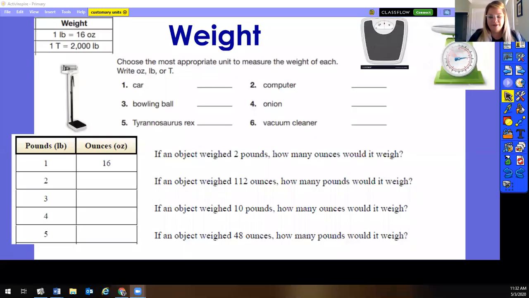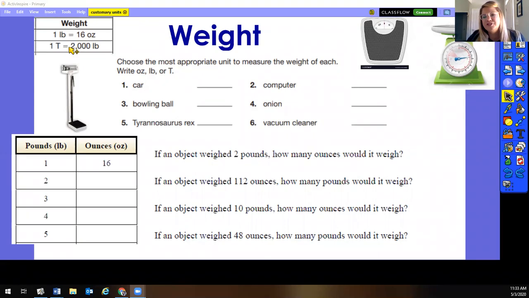Today's lesson is on converting units of weight. So we're talking about customary units of weight and what unit would be appropriate to use when we're trying to weigh objects. The units of measurement that we use for weight are ounces, pounds, and tons. Ounces are the smallest, then we go up to pounds and then up to tons.